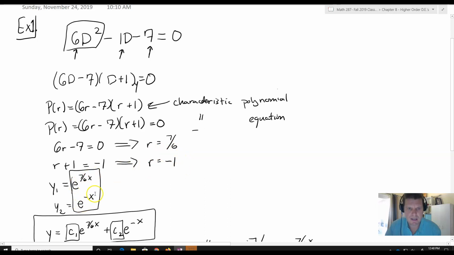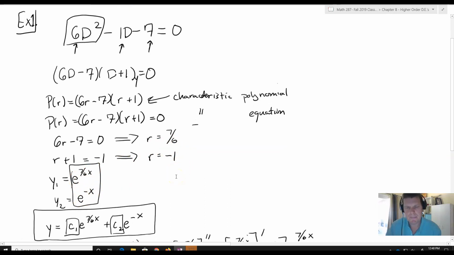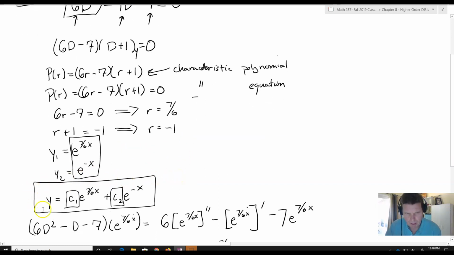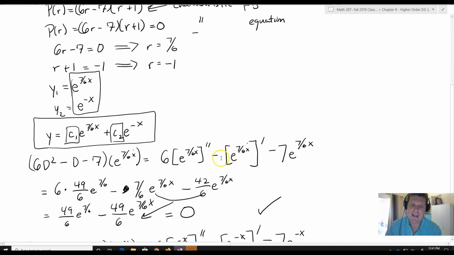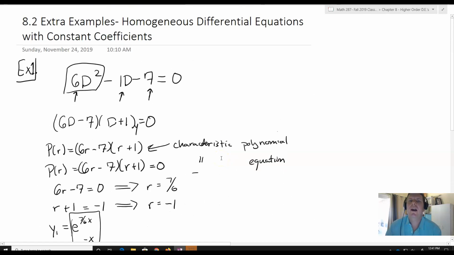E to the 7/6 x, e to the -x. There it is. And then I combine them to make my total general solution. Y equals C1 e to the 7/6 x plus C2 e to the -x. It doesn't matter which one's C1 and C2. You can do it either way. So consequently, that's what you do. Okay? And then I just went through and I checked. All right. That finishes that up. Quick and dirty. 5 minutes. All right. We'll do another one.